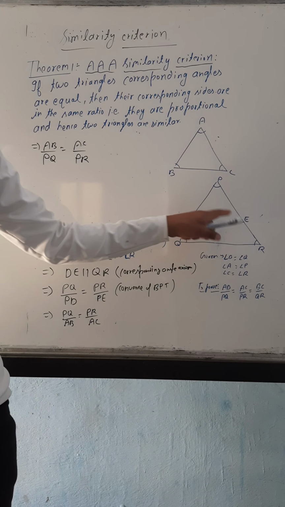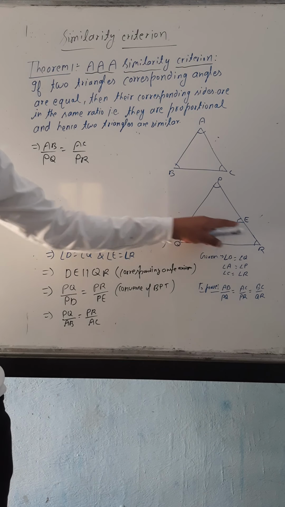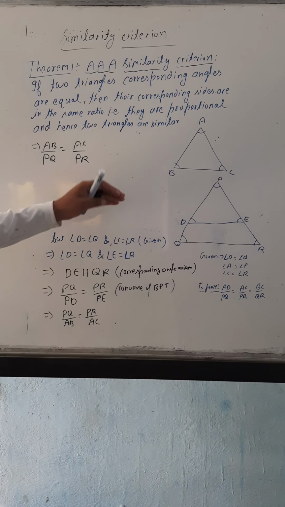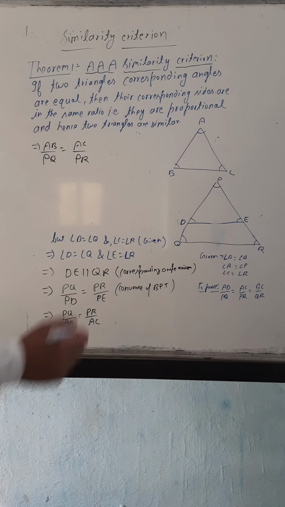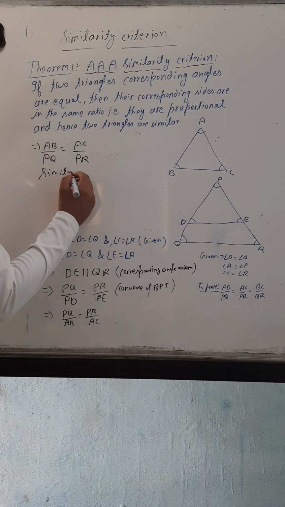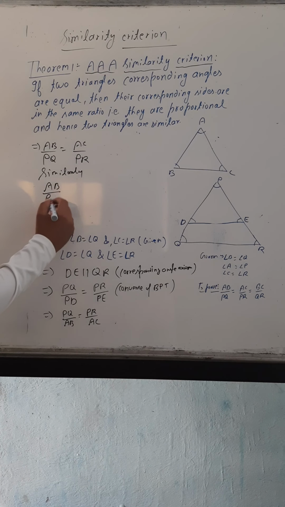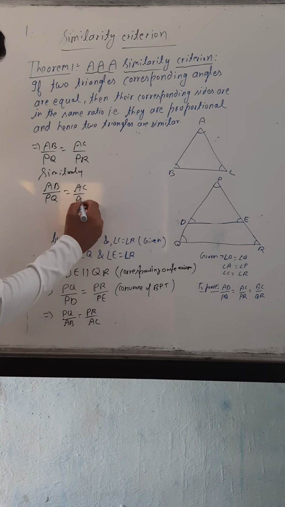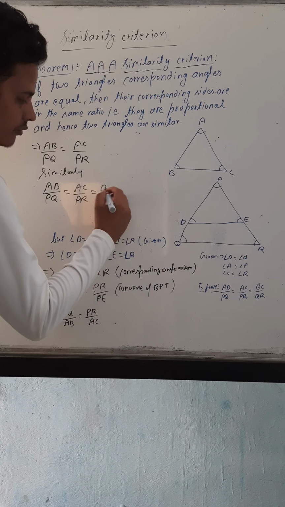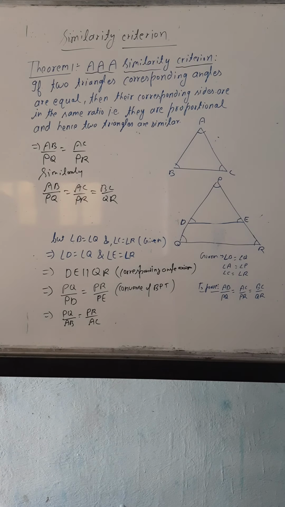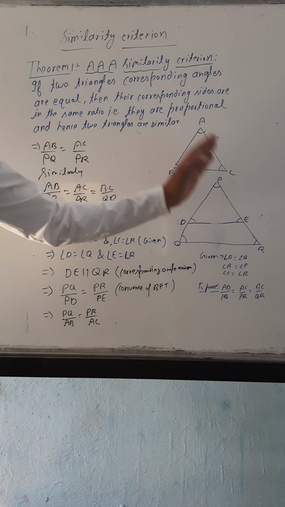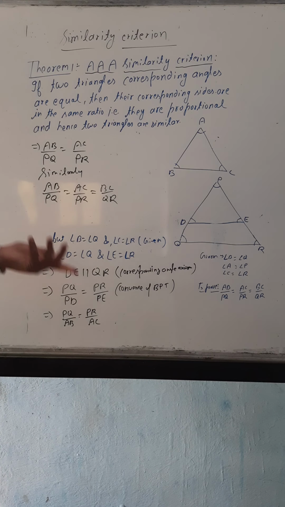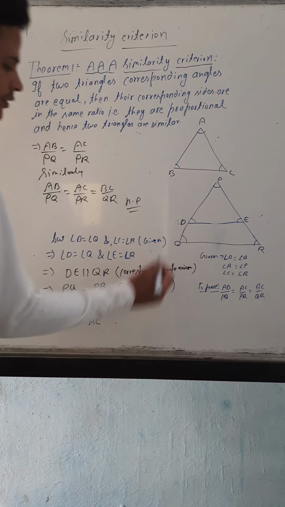Similarly, if you draw this line from this one side, erase this one and construct it from here, then in a similar way you can prove this one also. So I can write here similarly AB by PQ is equal to AC by PR, and it will be equal to BC by QR. If you want to prove it, just construct this line from this side, then again prove these two triangles congruent, and you will get the same answer. So similarly I can say this. This is how we have proved it, hence proved.